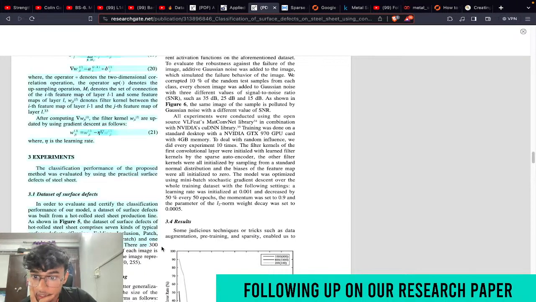We also have 300 grayscale images per class, but we don't have the folding and rolling in scale. We have rolled in scale, scratch, pitted surface, patch, grazing. We have grazing, we have inclusion, we have patch. 1, 2, 3, 4, 5, 6, 7. It still makes up for 7. They also have a no surface defect based image.